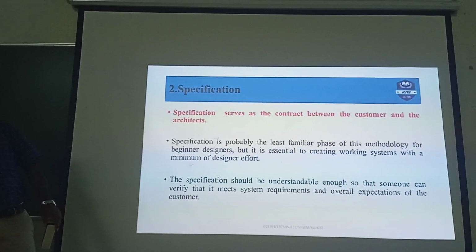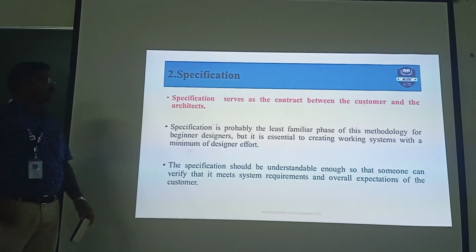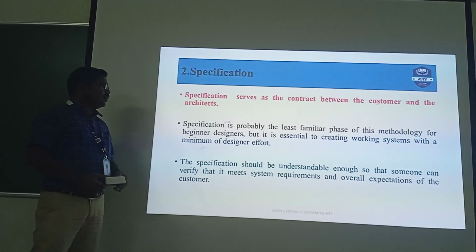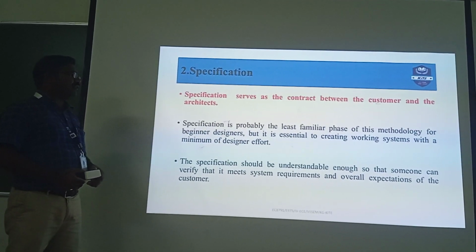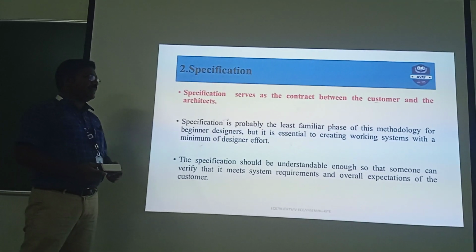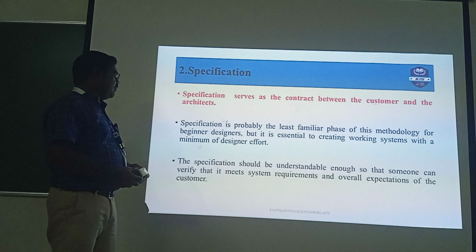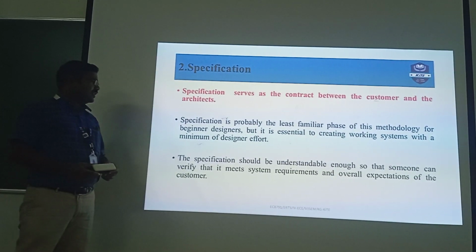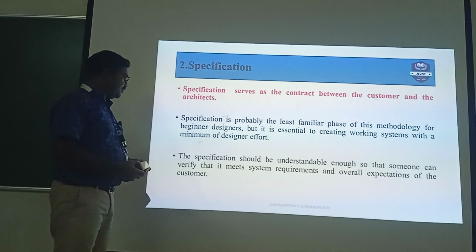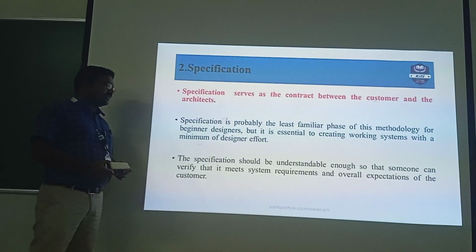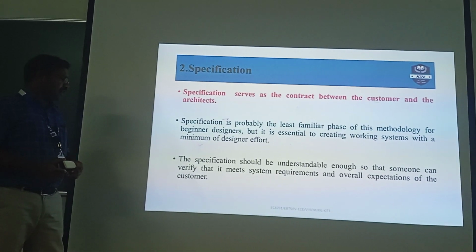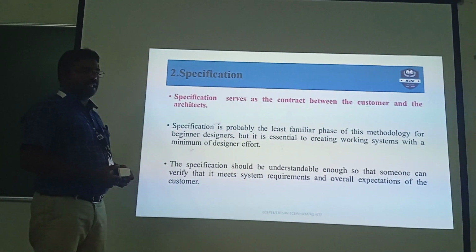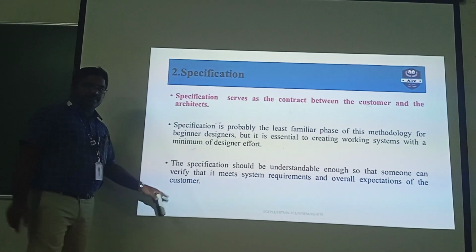The second one is specification. Specification serves as the contract between the customer and the architects. It is probably the least familiar phase of this methodology for beginner designers, but it is essential to create a working system with a minimum of designer effort. The specification should be understandable enough that someone can verify that it meets the system requirements and the overall expectations of the customer.